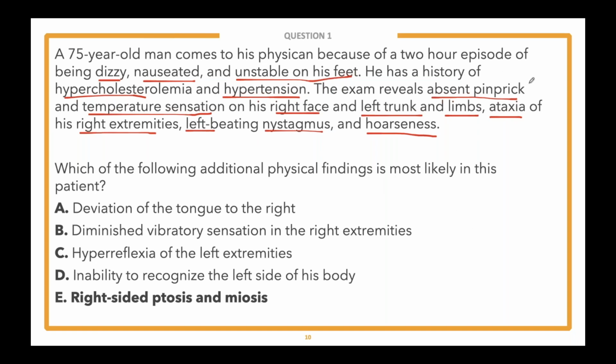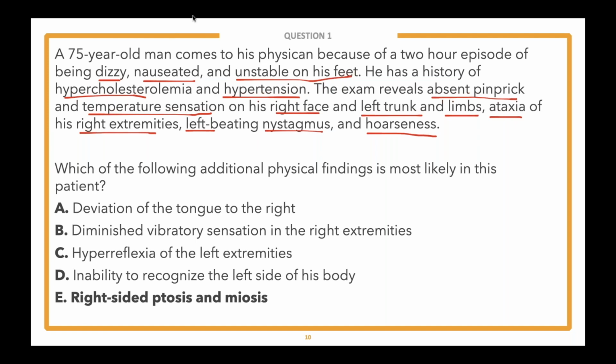So now that we've gone over the correct answer, let's go ahead and go over the incorrect answer choices, starting at the bottom and working our way up with answer choice D. Answer choice D is referring to hemi-neglect, and this occurs as a result of a lesion to the non-dominant parietal lobe of the cerebral cortex. And this would happen if there was an infarct in one specific vessel.